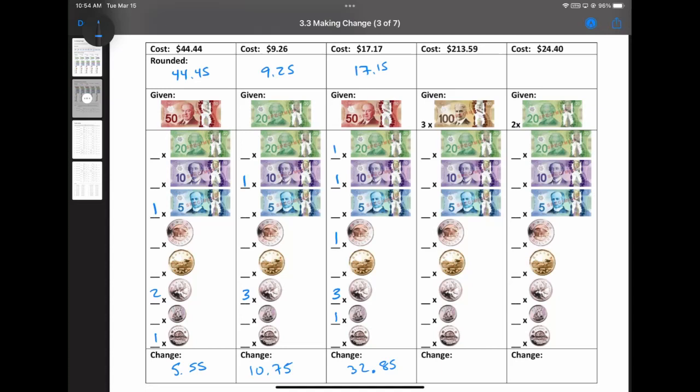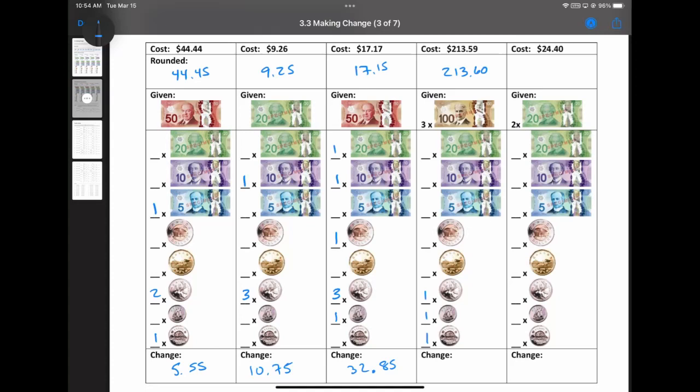Okay, this next one. This one's a pretty big one. We're getting paid with $300, three $100 bills. So this is going to be $213.60. To get my 60 cents up to a whole dollar, I have to add 25. That gives me 60, 70, 85, 95, $1. So there's my under $1 change.